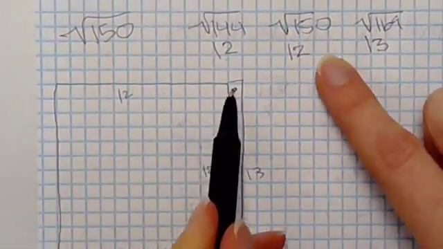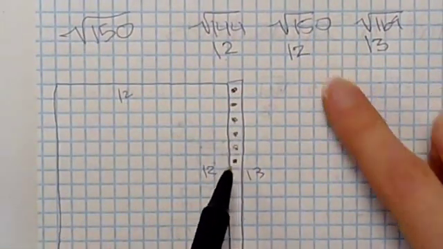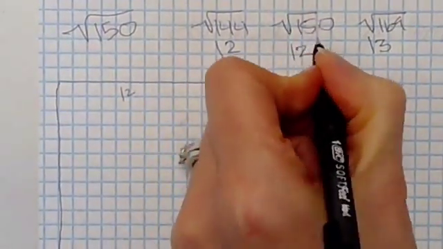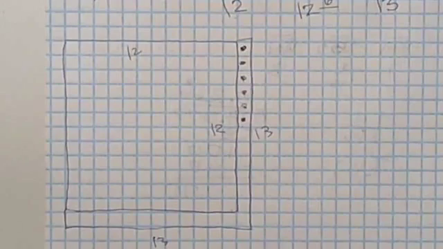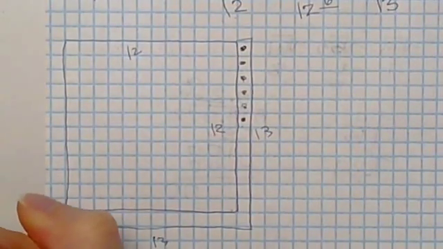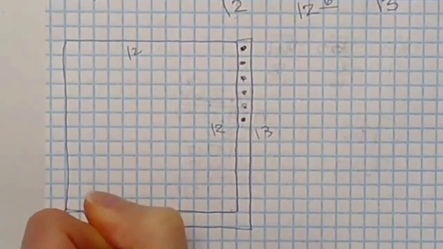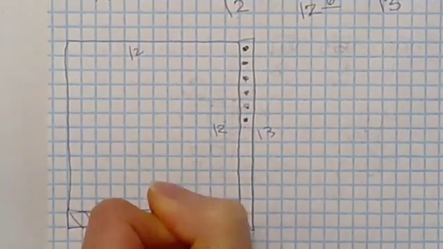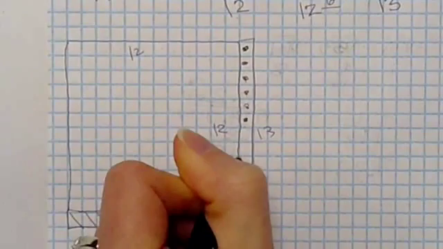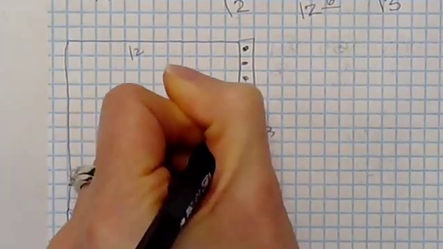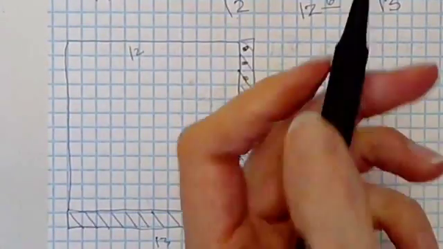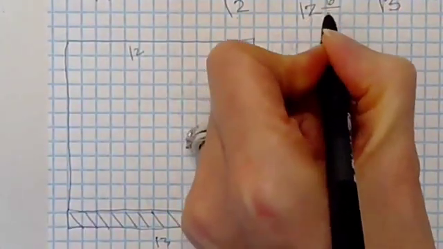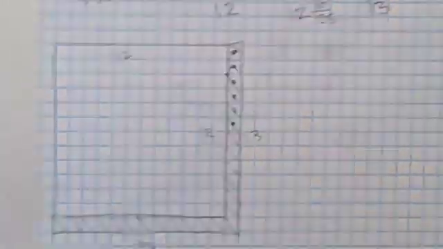So that's 1, 2, 3, 4, 5, 6. So we're 12 and 6 over. How many do I need to go from 144 to 169? 1, 2, 3, 4, 5, 6, 7, 8, 9, 10, 11, 12, 13, 14, 15, 16, 17, 18, 19, 20, 21, 22, 23, 24, 25. So it's 12 and 6 25ths.